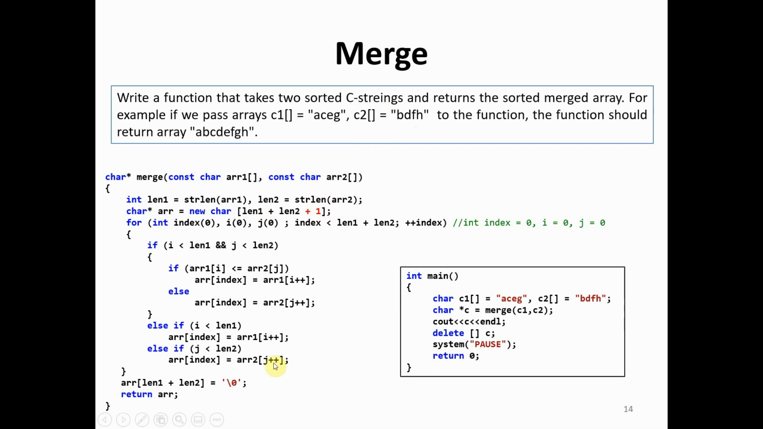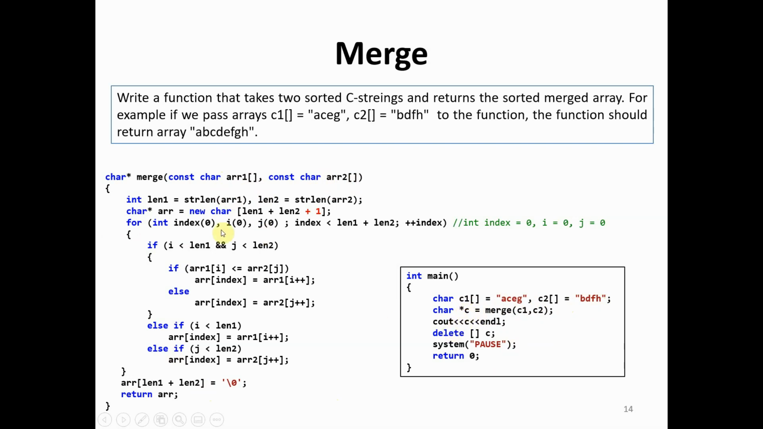So this is a C++ program that would merge two sorted character arrays. Let's assume that these are C strings, so we're going to merge these two C strings into a larger sorted C string. So let's say, assuming C1 is ACEG, which is sorted, and C2 is BDFH, which is sorted, right? We want to merge them into a larger array which is also sorted. Let's call it C, right?